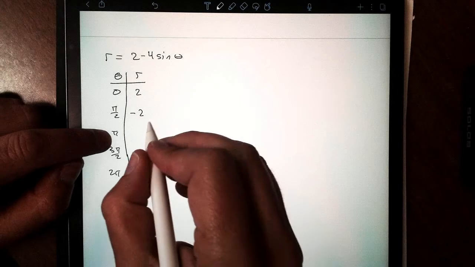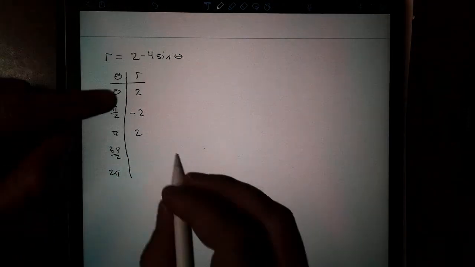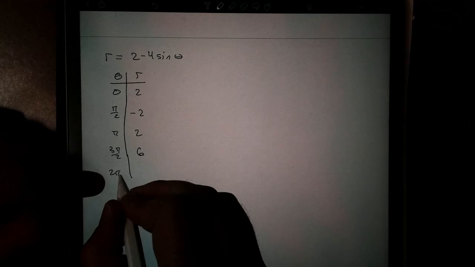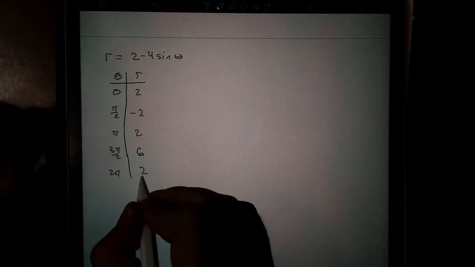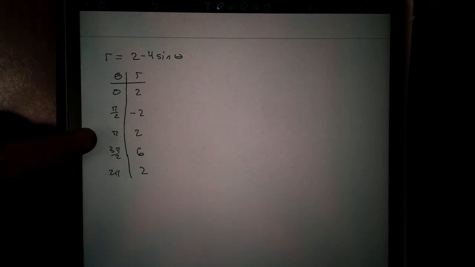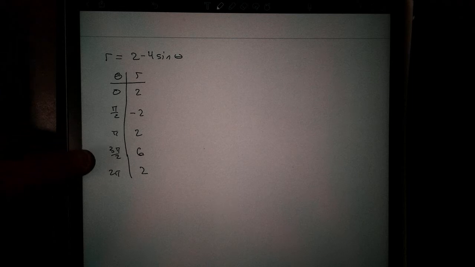Plug in pi, back to 0. 3 pi over 2 gives me negative, and that gives me 6. And 2 pi gives me 0 and back to 2. Is that all good? All right.